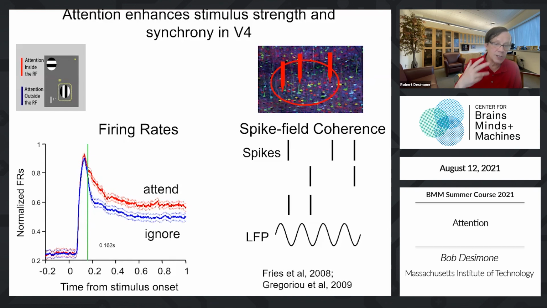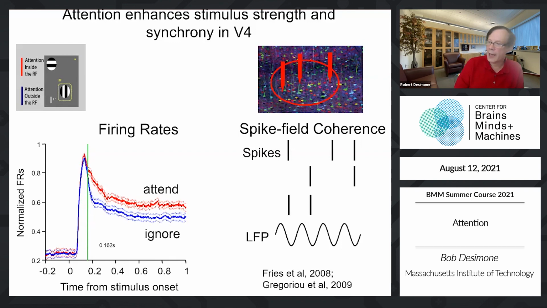Now, in addition to changes in firing rate, we also know that these attentional instructions also change the measures of what we call coherence, or the coordinated activity of neurons. So one way that in my lab we study coherence is we use multiple electrodes. We record spikes on the different electrodes, but also the local field potential. And the local field potential is essentially a measure of population activity.